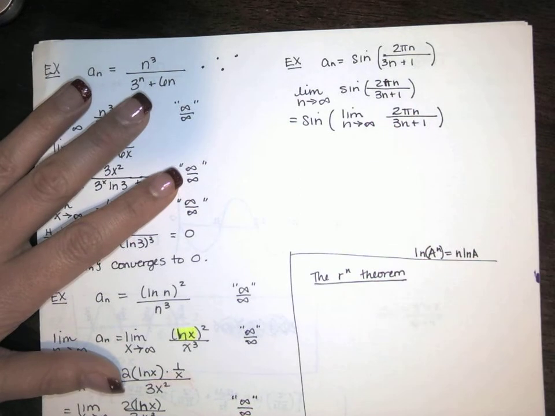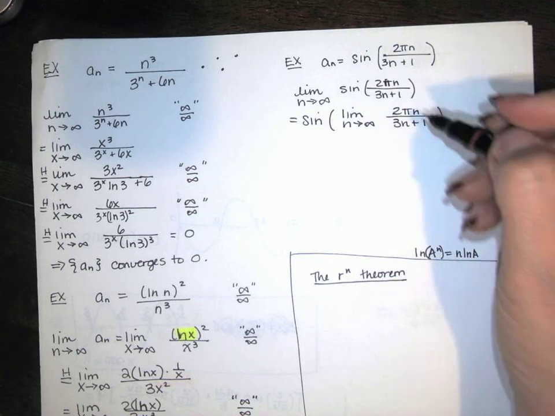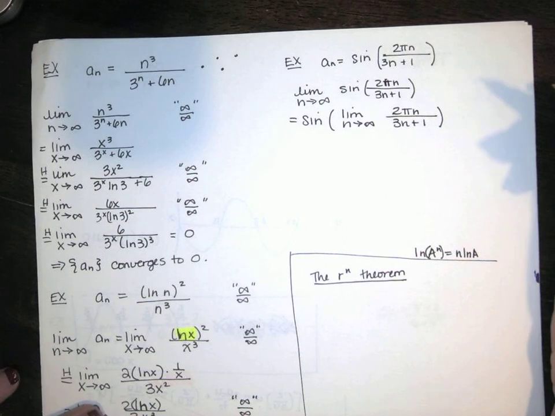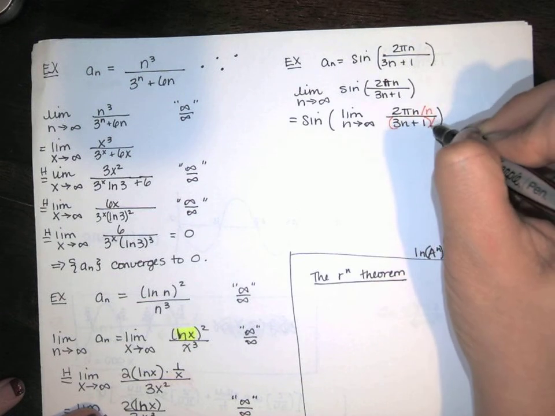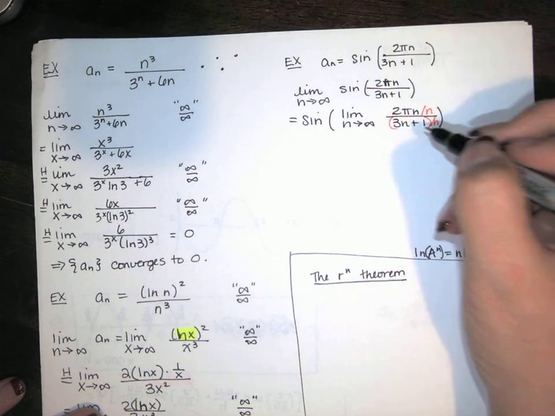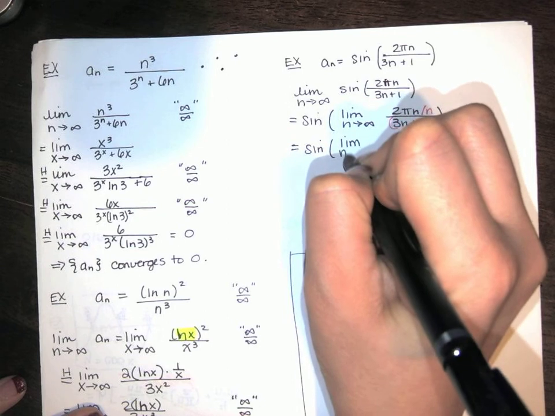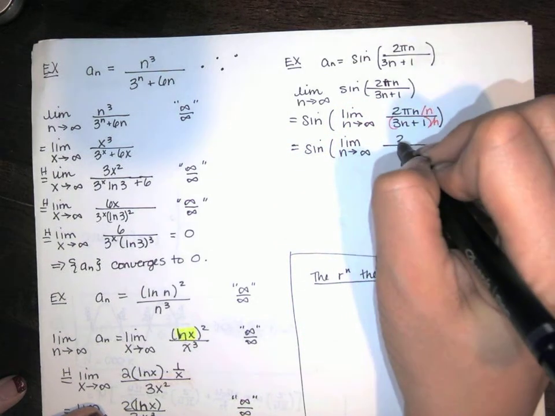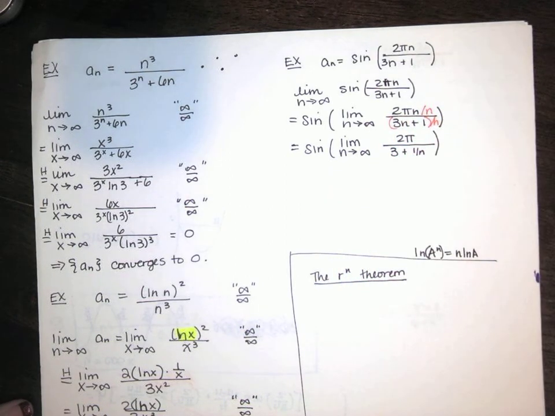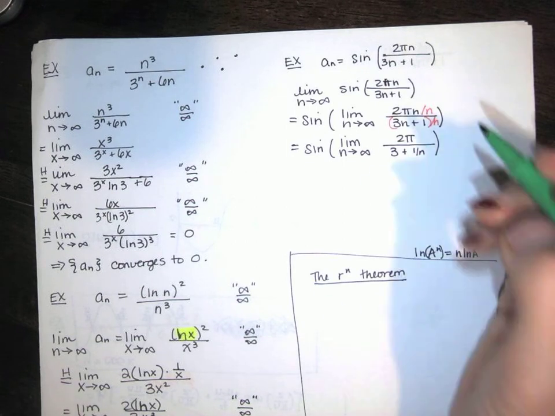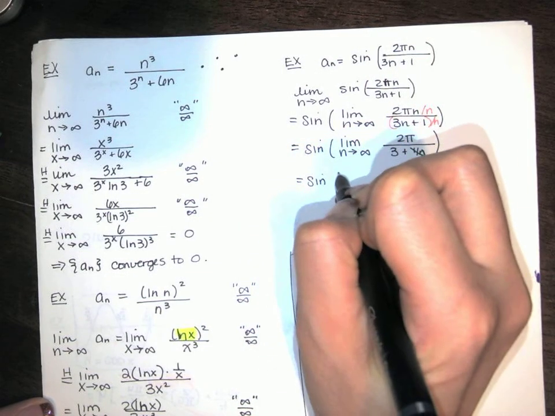And that's an infinity over infinity indeterminate form. But it's the kind of infinity over infinity indeterminate form that we talked about before. We could switch from n's to x's and use L'Hopital's rule. That would be legal. Or since it's a polynomial over a polynomial, I'm going to do what I did at the beginning of Calc 1. I'm just going to divide by the highest power of n in the denominator, which is n to the first. So when I divide everything by n to the first, I get this. 2 pi n over n is just 2 pi. 3n over n is 3, and then I've got a 1 over n over there. And as n goes to infinity, this guy goes to 0, and we end up with sine of 2 pi over 3.